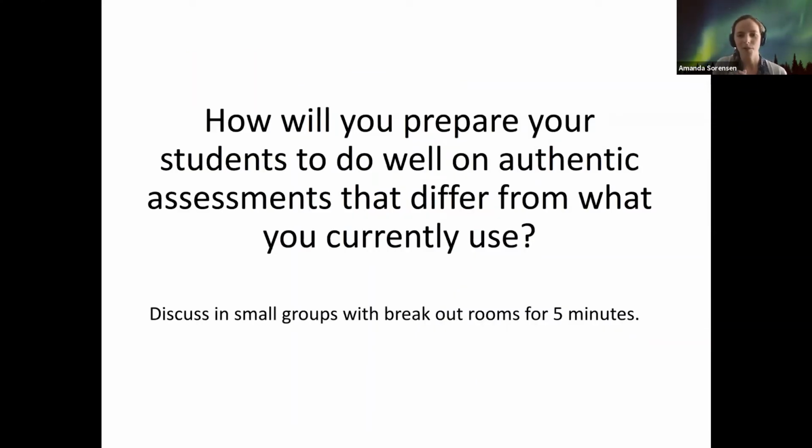So we are going to do a quick breakout session for 5 minutes where individuals are going to go to groups. And you all will be talking about how you will prepare your students to do well on authentic assessments that differ from what you currently use. So we'll post the question into the chat and we'll broadcast it out to everybody, but this is the core question that we hope conversations revolve around.